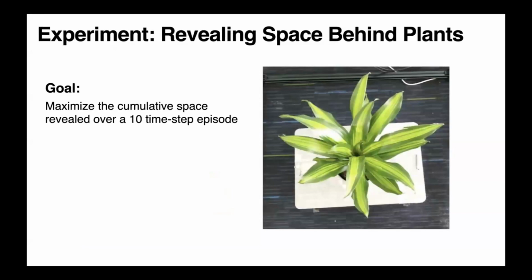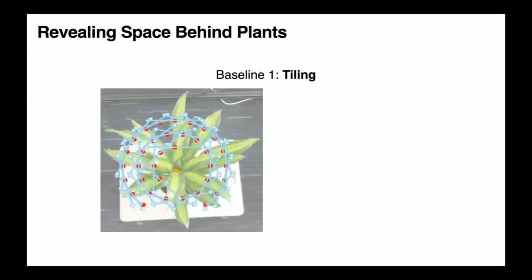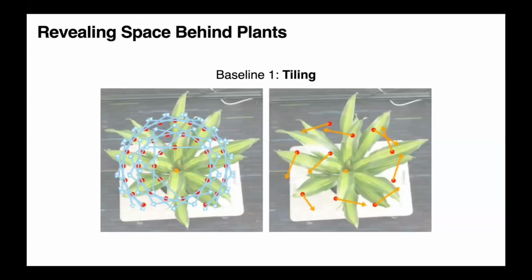So the goal is to maximize the cumulative space revealed over a 10 time step episode. And the metric is space revealed in number of pixels in this case. And we compare against some interesting baselines. The first baseline is a tiling baseline, where the students sat down and designed the actions which are most likely to reveal the most space. These are like tangential to the leaves and so forth. You have to sample 10 of them, and you sample them such that they are all spread apart. So that's how you sample these actions.